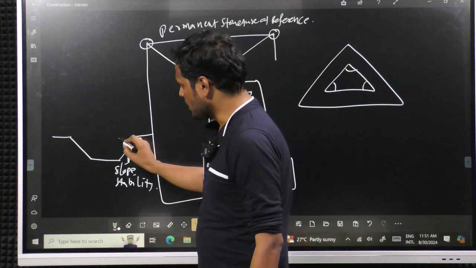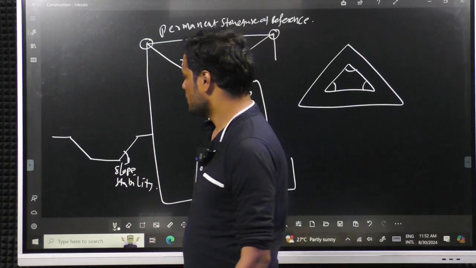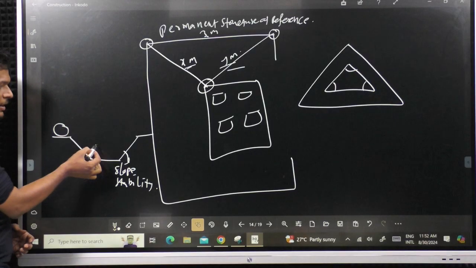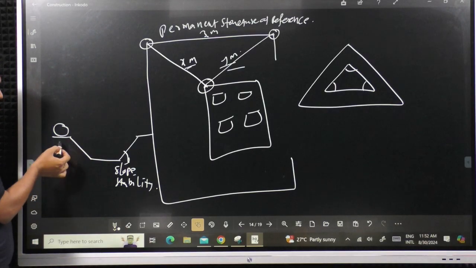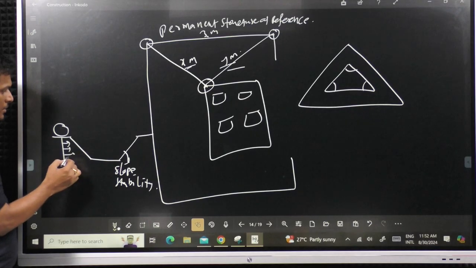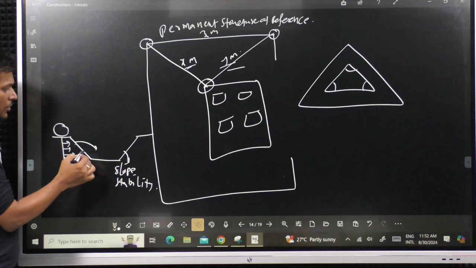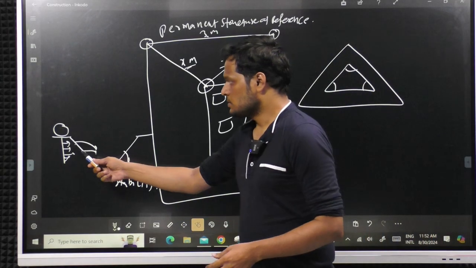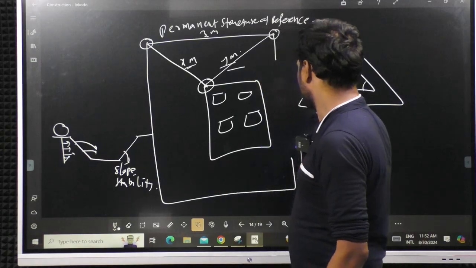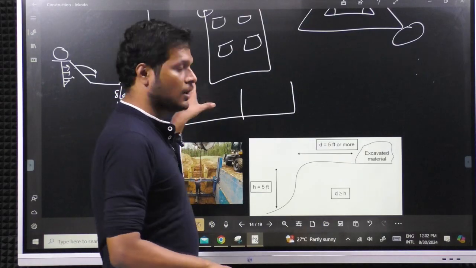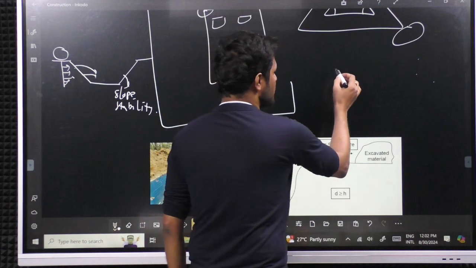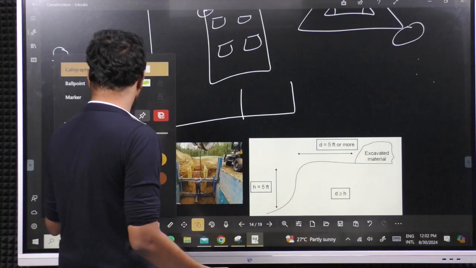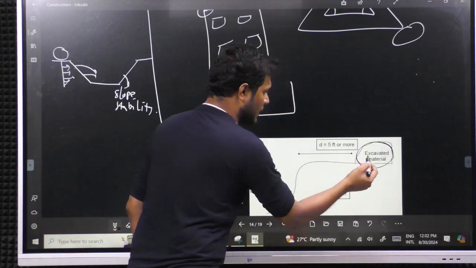Second thing, whatever soil you are excavating here, if you place the soil immediately next to the excavated area, this will create earth pressure and makes the soil collapse. So whatever amount of earth we have excavated, we should be placing that excavated material at a distance so that it won't create this.